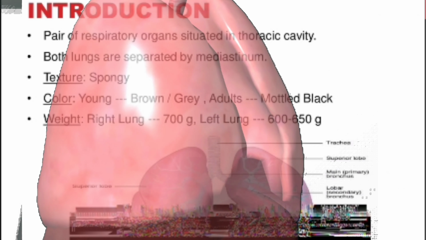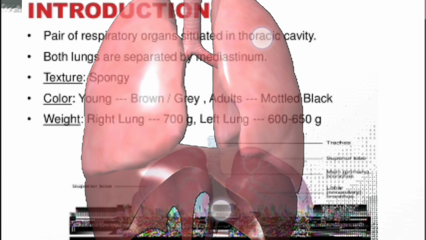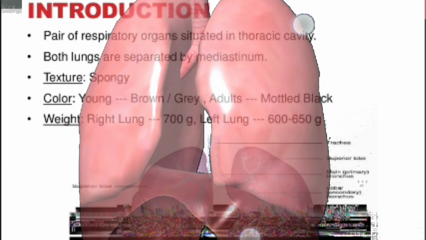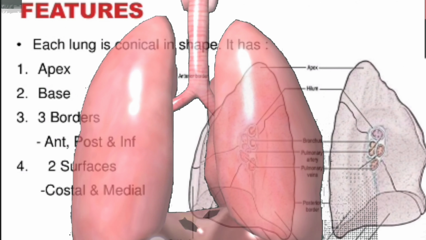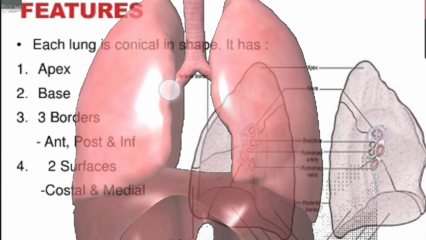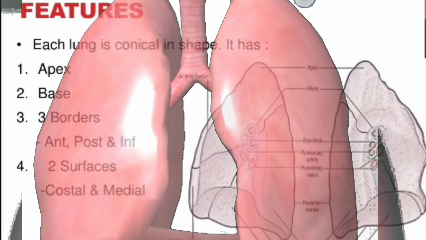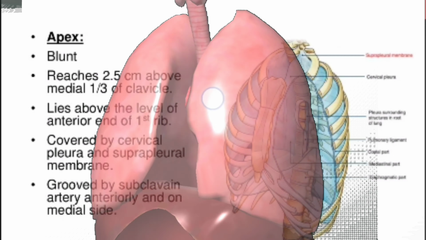The weight of the right lung is 700 grams, and the weight of the left lung is slightly lesser, that is 600 to 650 grams. Each lung is conical in shape and has an apex, base, 3 borders and 2 surfaces.